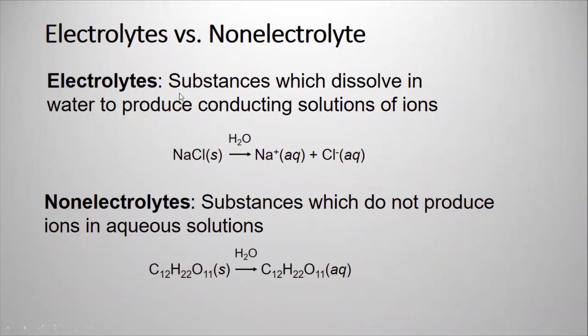So why do electrolytes conduct electricity? Because the electricity is carried by the ions in solution. A strong electrolyte produces ions. The non-electrolyte does not produce ions. The non-electrolytes, which are covalent systems, they just dissolve. They don't dissociate. Sodium chloride will dissociate into ions, sodium ion and chloride ion.